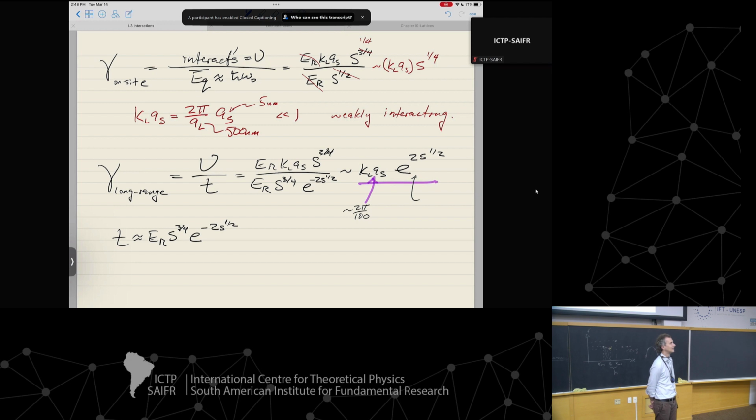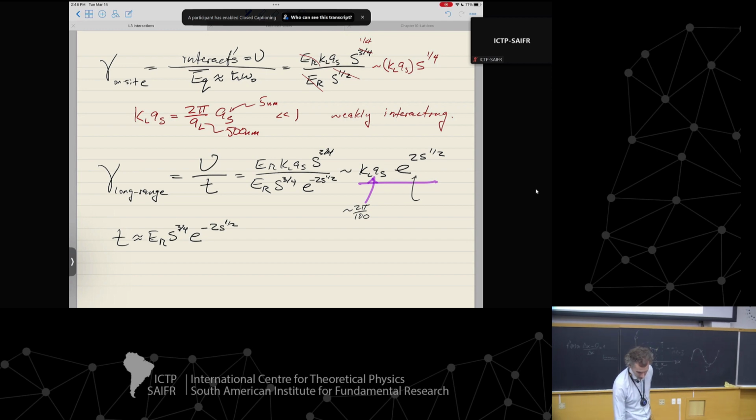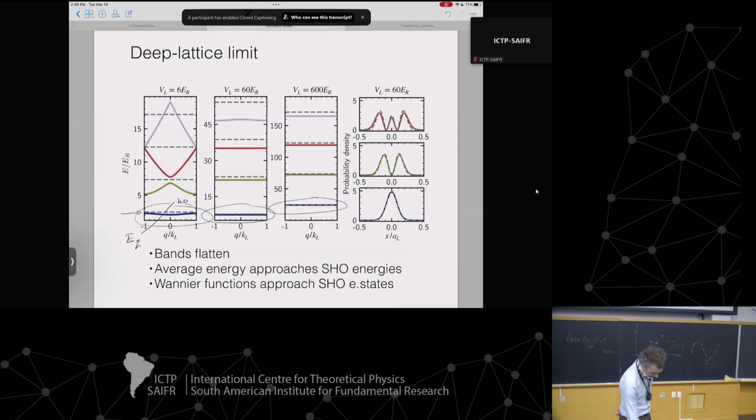What do you mean by long range in this case? Yes, yes. What I mean is the energies that are present in the Hubbard model. So let's go back to that.